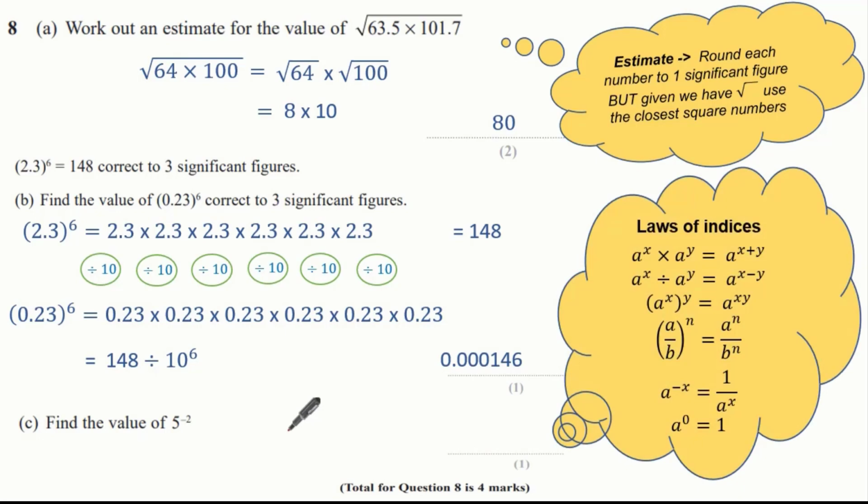Now for part C, it asks us to find the value of 5 to the power of minus 2. What's important to remember is you need to know your laws of indices, in particular this law, where a to the power of minus x is equal to 1 over a to the x. These are important laws for you to remember. So that means 5 to the power of minus 2 is 1 over 5 squared, which gives us the value of 1 over 25.